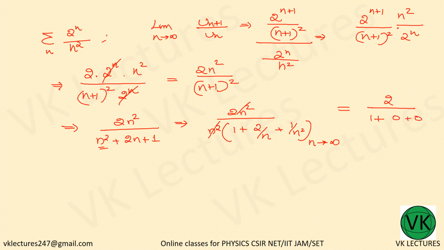So this is 2, which is greater than 1. So if 2 is greater than 1, that means your delta is 2, which is greater than 1. So it is a divergent series.